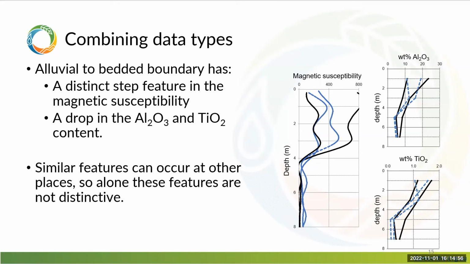Not all boundaries are as distinctive as the shale boundaries I've been talking about. For example, the boundary between the alluvial sediment and bedded material at the top of the deposit creates a distinctive feature in the magnetic susceptibility, as well as in the aluminium and titanium assays. However, similar magnetic susceptibility features can occur at other places, typically high in the alluvial material or at the base of the hydrated zone. And similar assay features can also occur due to shales located in the material. Therefore, these need to be considered together to identify this particular boundary.